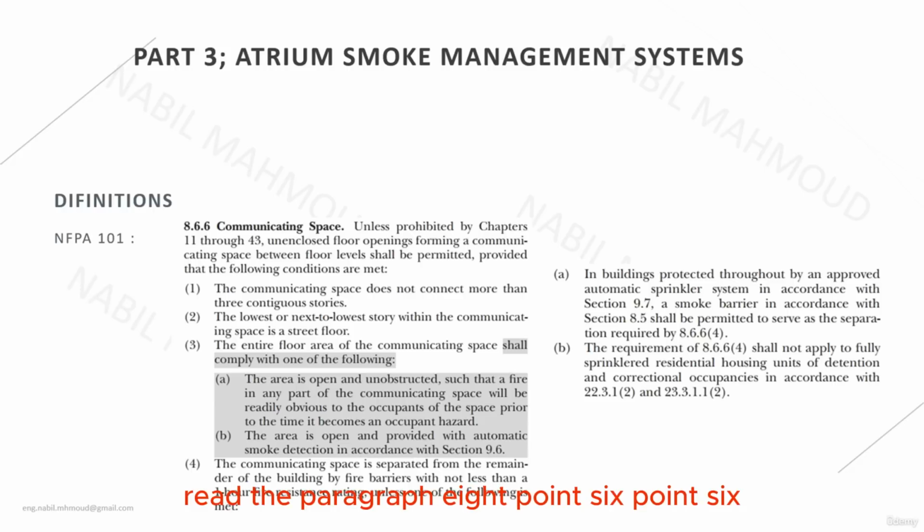And if we read paragraph 8.6.6, we can see the definition of a communicating space is that the communicating space does not connect more than 3 continuous stories or 3 continuous floors. This means that any space that connects 3 floors maximum can be called a communicating space, and it is not an atrium. It's like a mini atrium, but it's not an atrium.